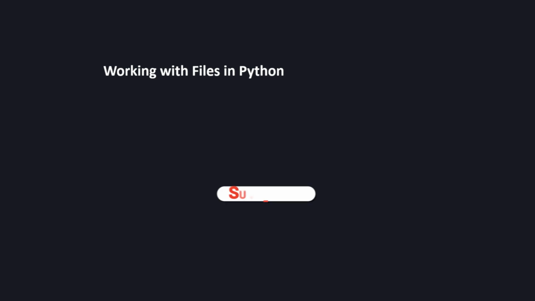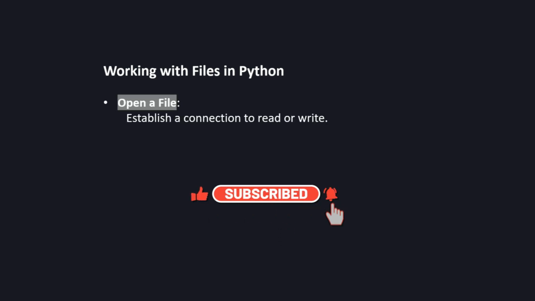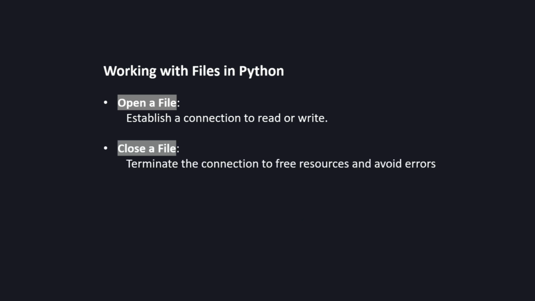To work with files in Python, you need to open them first and close them later. Opening a file means creating a connection between your code and the file so that you can read or write the file. Closing the file means terminating the connection between your code and the file so that you can free up the resources and avoid errors.